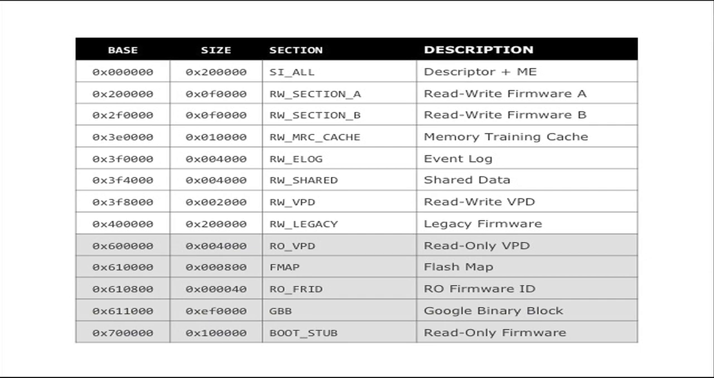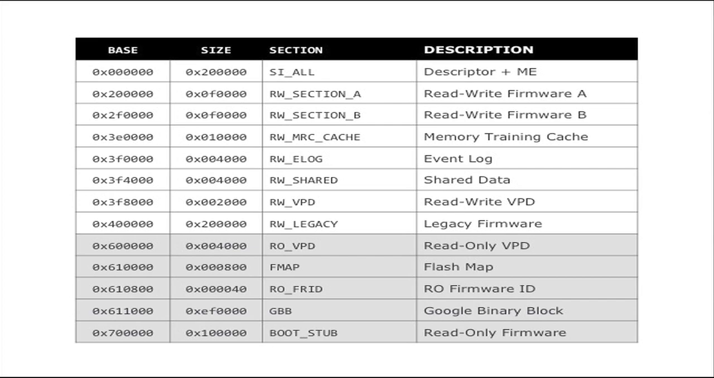8 meg SPI parts on these things, we ended up with a decent amount of extra space, so we carved out 2 megabytes for this legacy region for people to be able to put whatever they wanted in there. And then the read-only side as well, some copies of product data. The FMAP itself actually lives in the read-only portion of Flash so that it can't be changed. And then this Google binary block, which I'll talk about in detail in a minute. And then at the bottom here is our actual read-only firmware in this boot stub region.